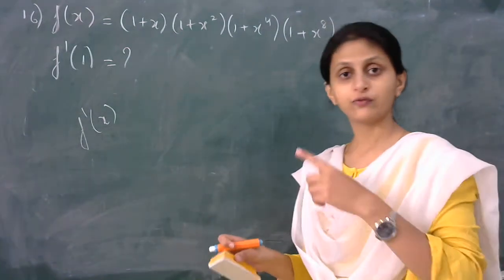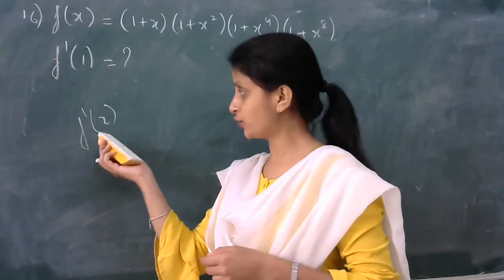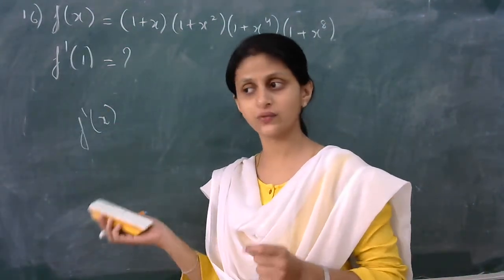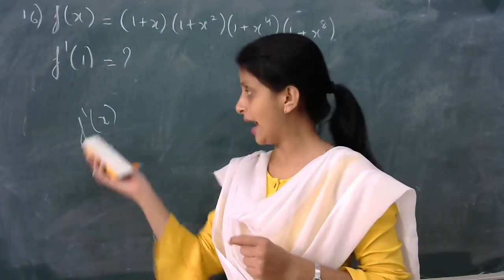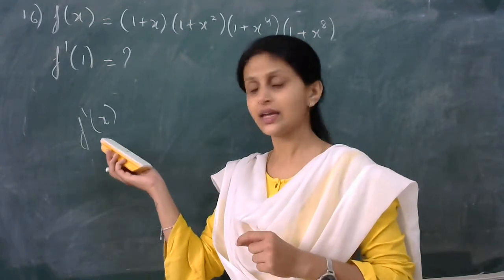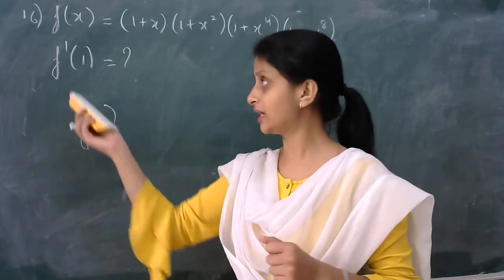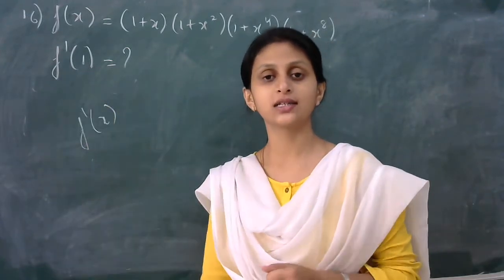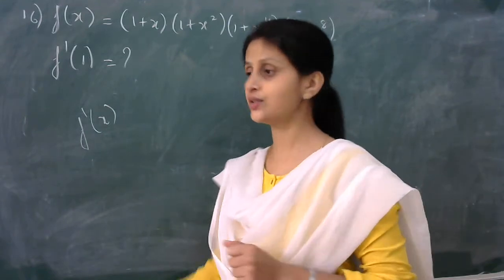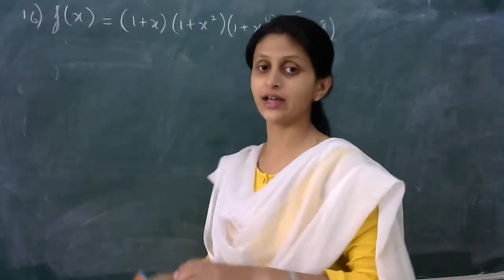Means, to find that, first of all we need to find this, right? We have to first find the derivative of the function at point x. Then we can substitute 1 in place of x to find the derivative of the function at x equals 1. Right, students? So let us first find what is f dash of x.